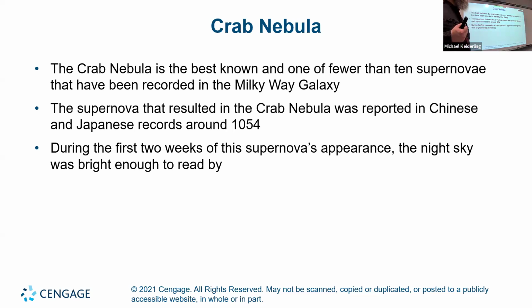So this is the Crab Nebula. And in the center of the Crab Nebula, there's what's called a pulsar, which is the rapidly spinning neutron star that pulses because it's emitting beams of radiation that sweep around as it spins.